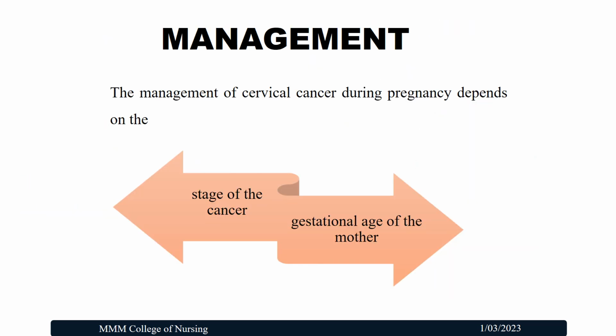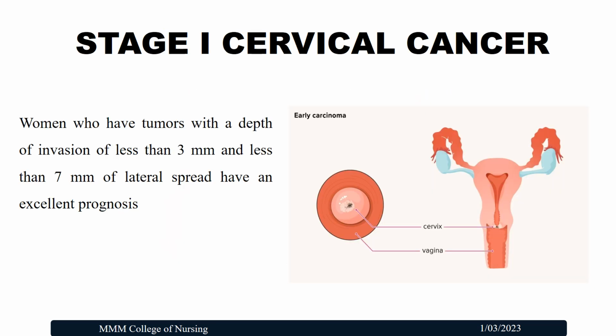And management of cervical cancer during pregnancy depends on the stage of cancer and gestational age of the mother. It depends on these two. So one is the stage of the cancer, and the other is the gestational age of the mother. So stage 1 cervical cancer, women who have tumors with a depth of invasion of less than 3 mm and less than 7 mm of lateral spread have an excellent prognosis.